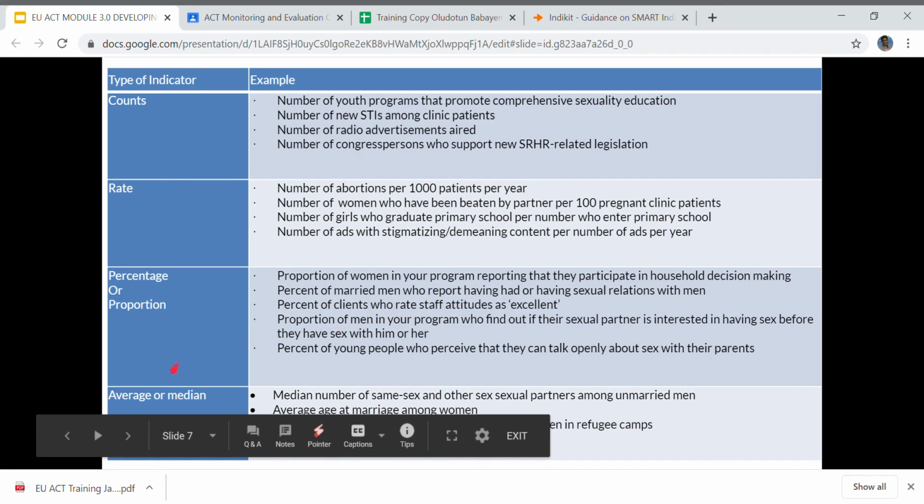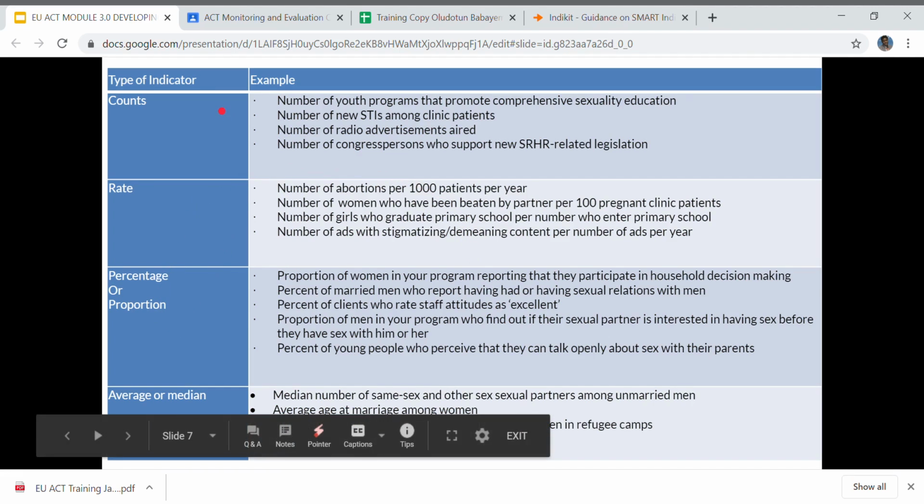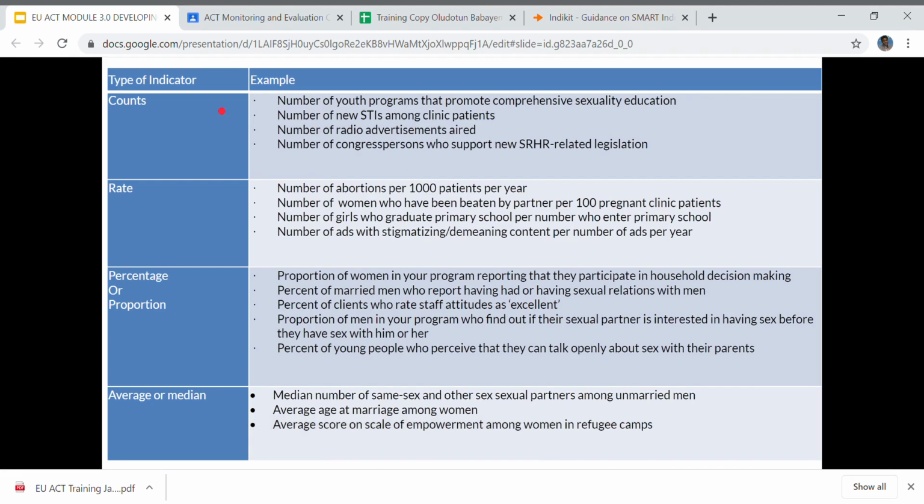It could also be in terms of average, right? So the average age of women who are sexually abused that are in your program, the average score of participants in your program before compared to after your program finishes. These are all types of numerical indicators, and they are expressed in counts, rates, percentages, and averages.